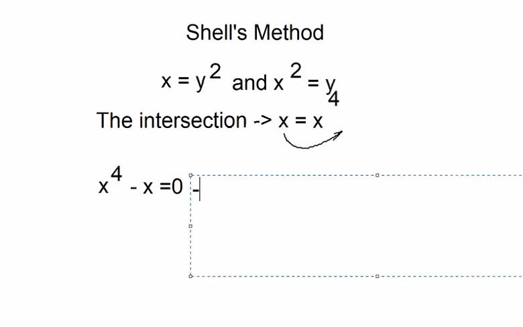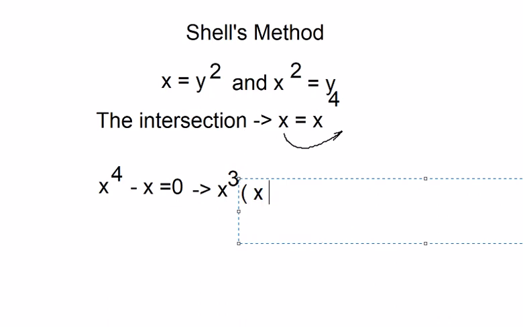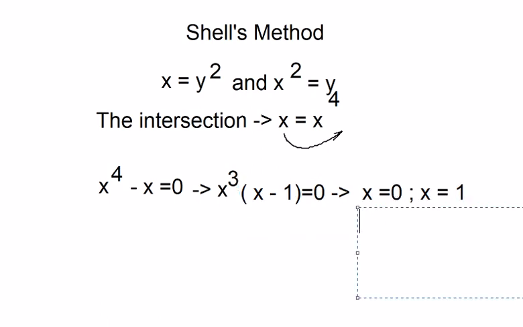and then you can do factorization, and we have x minus 1 equal to 0. So you get x equal to 0 and x equal to 1. So you get y equal to 0 and x and y equal to 1.